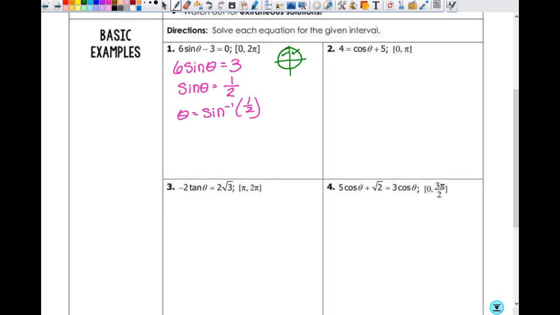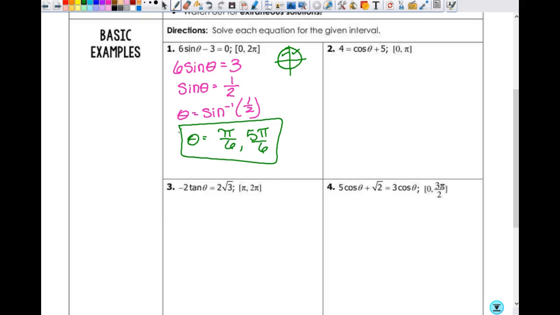What is the sine inverse of 1/2? Pi 6, right? And pi 6 is in the first, that is my first quadrant angle. And so then I also need my second quadrant pi 6th angle. And what's that? 5 pi 6th. And so these are your 2 answers. Okay. Everybody good with all that so far?